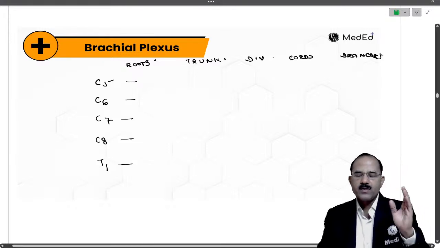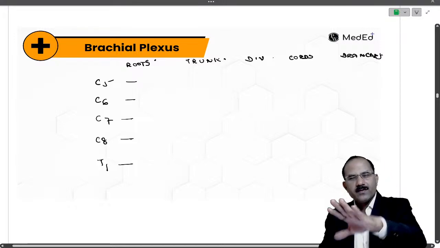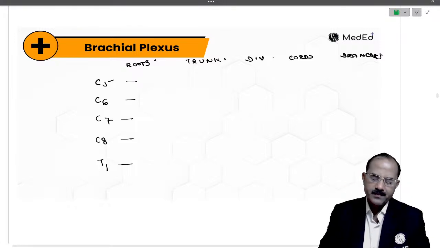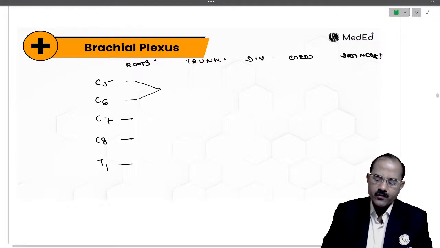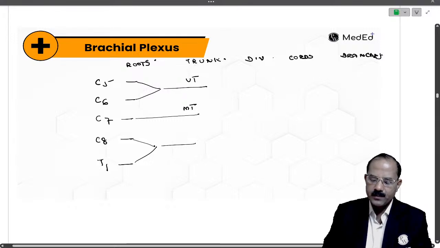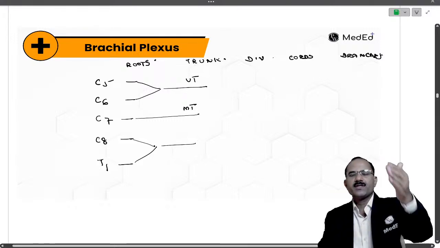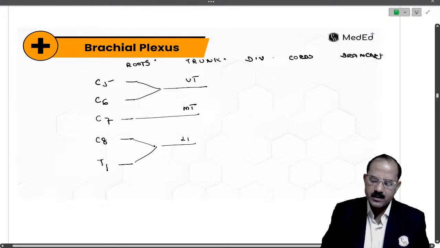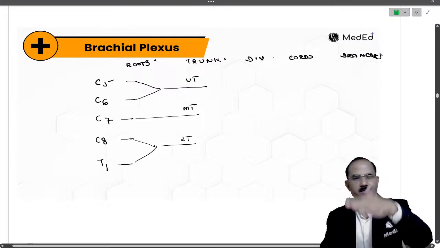Okay. So roots, trunks, divisions, cords and nerves are the branches. I'll start. So C5, C6 joins to form the upper trunk. C7 continues as the middle trunk. C8 and T1 join to form the lower trunk. So C5, C6 joins to form the upper trunk, C7 is the middle trunk, C8, T1 forms the lower trunk.